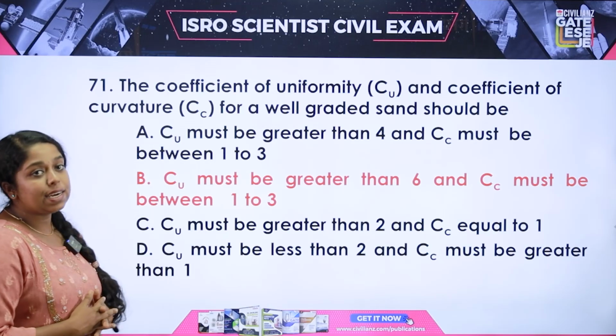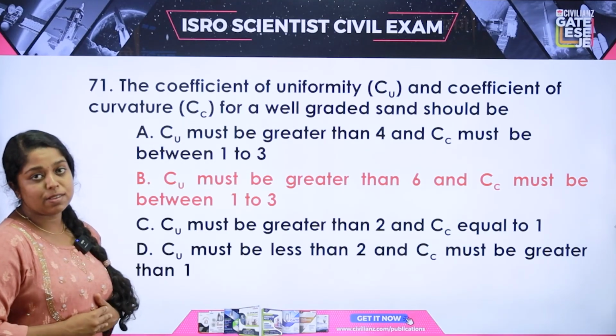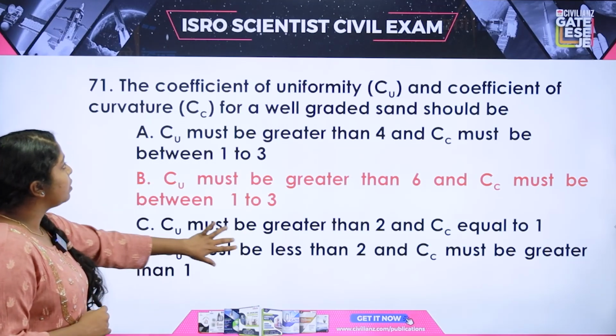So, for a well graded sand, Cu must be greater than 6 and Cc must be in between 1 and 3. So, the right answer is option B.